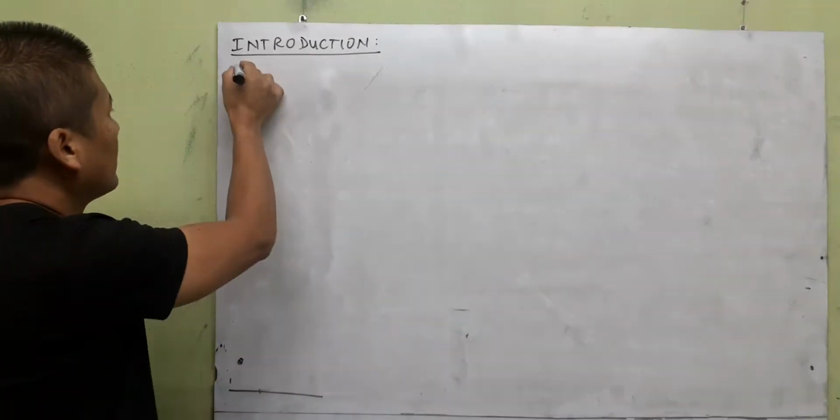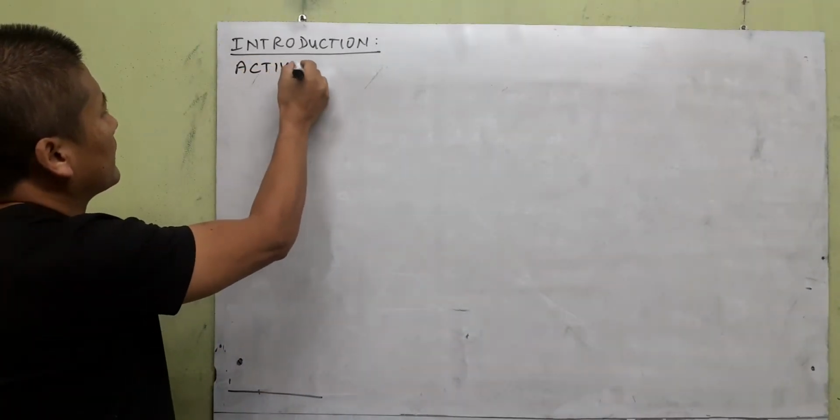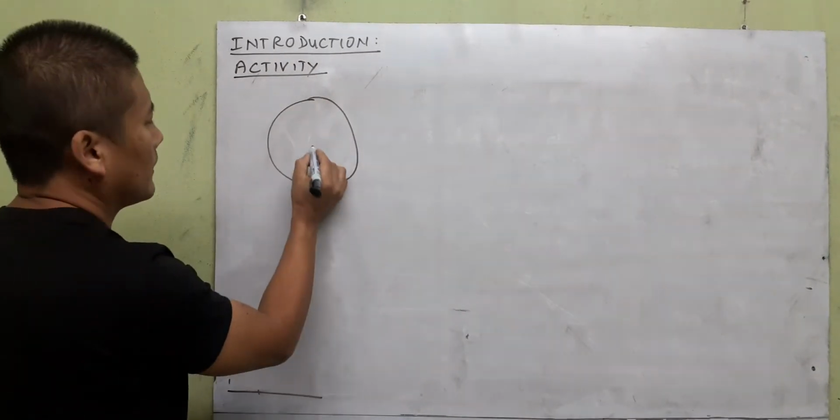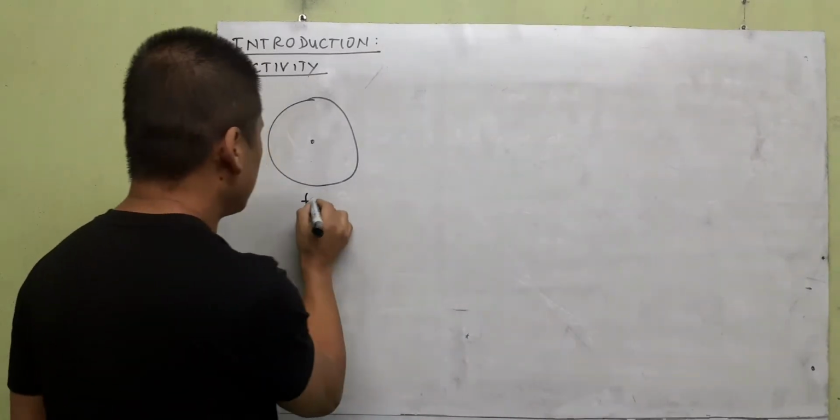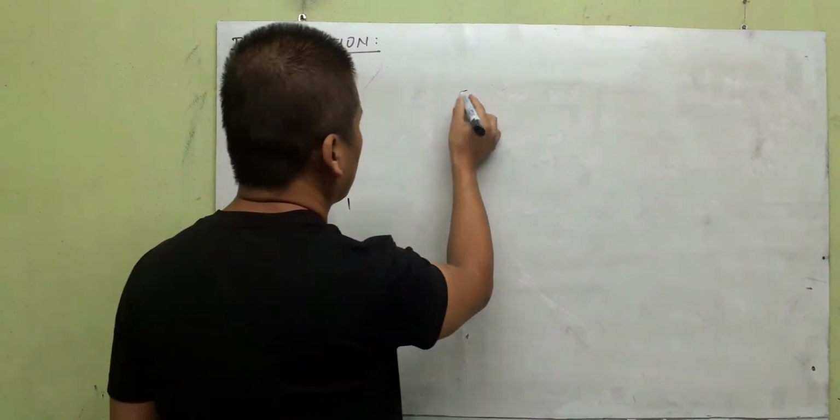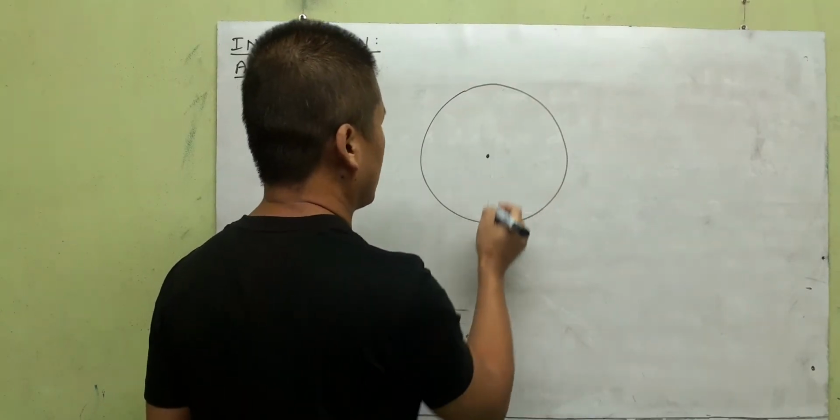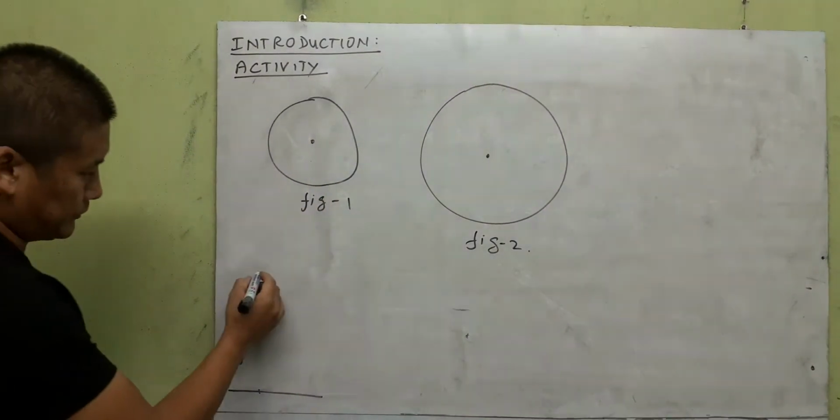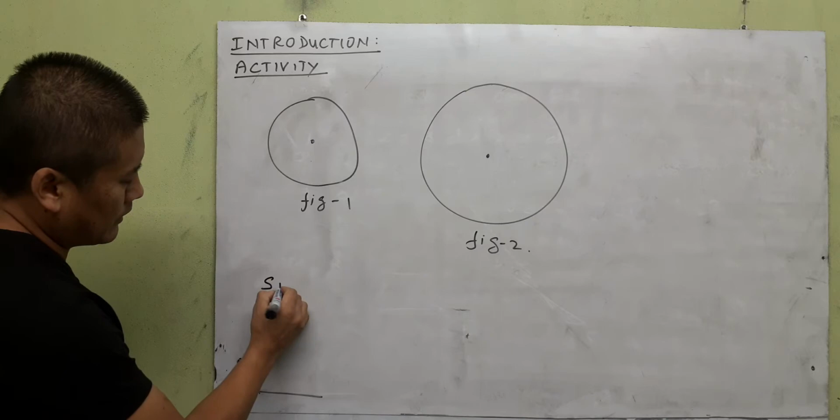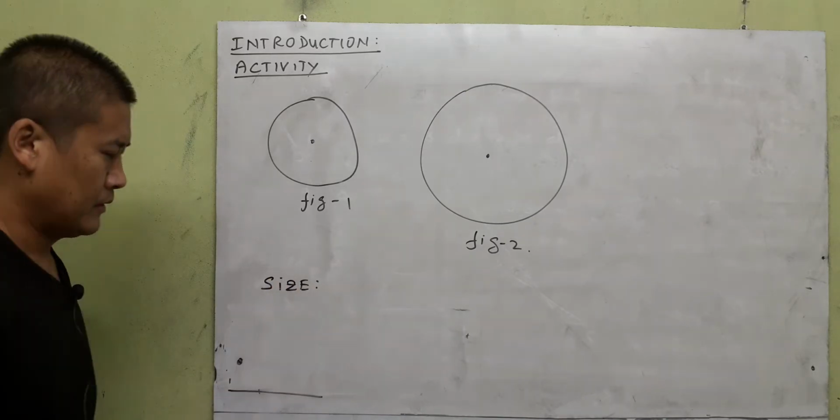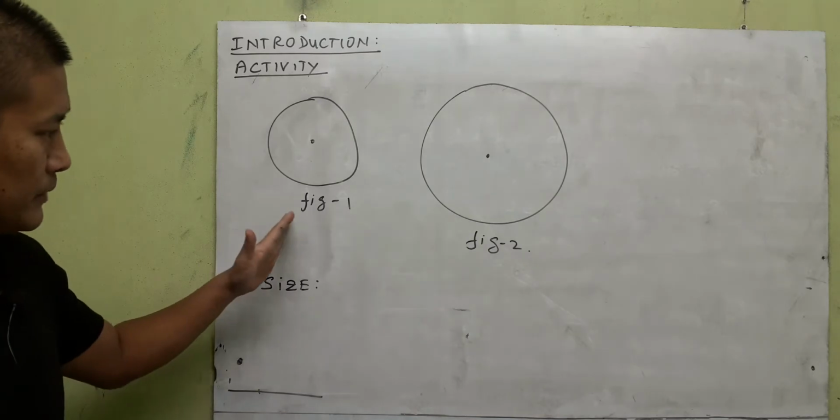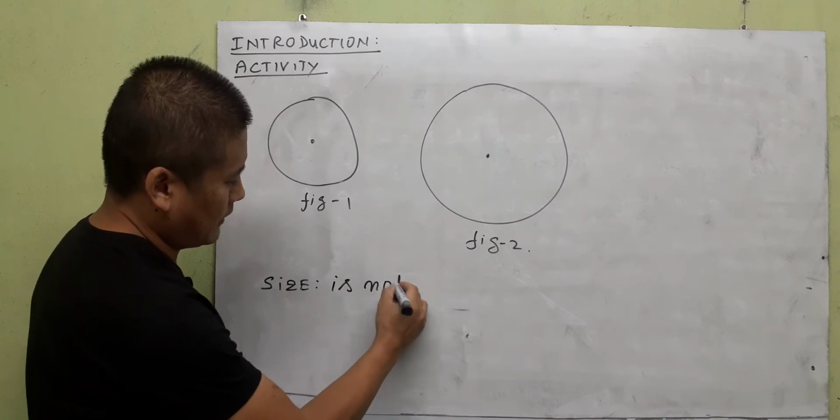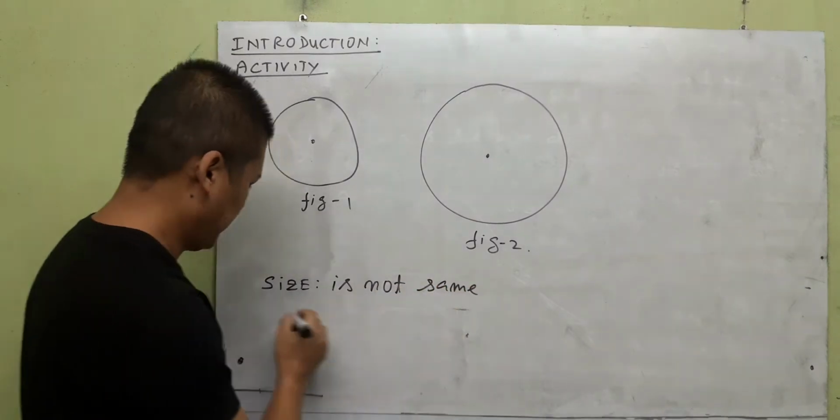Okay, you follow me. A simple activity that all of us can easily pick up. Just draw a simple circle here with a center, denoted as figure 1, and on the right side, slightly bigger, you draw a circle still, figure 2. Now look at this one here. Let us talk about the size of the two. Do the two figures have the same size? Simple question, right? Then you will say the size is not the same for these two figures, right? Then how about the shape?